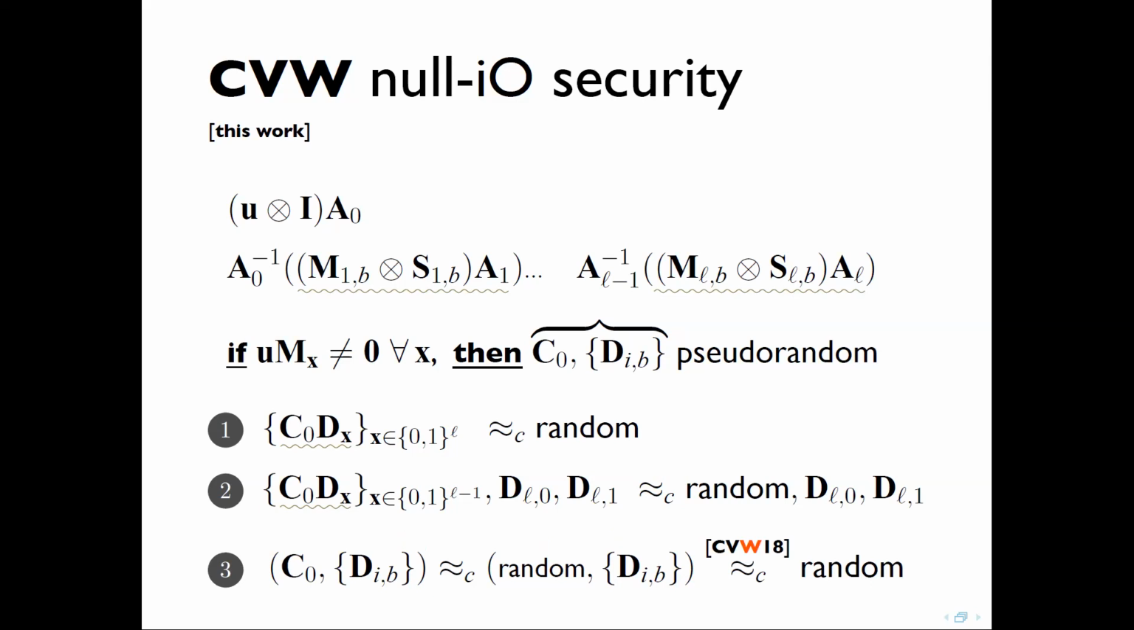And then you can use A1 as the RWE secret to argue that the next two D matrices are pseudo-random, and so on and so forth. So now everything is random, and therefore you completely hide the program. This completes the proof of now IO security.